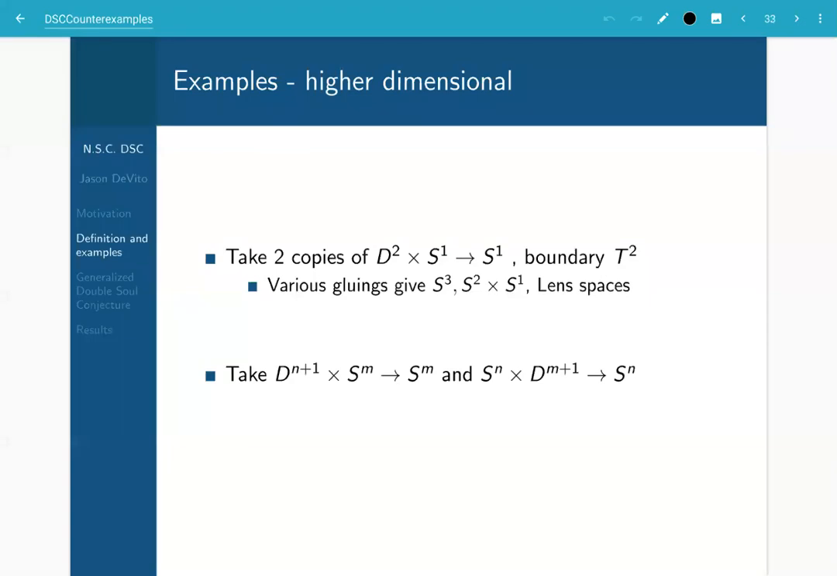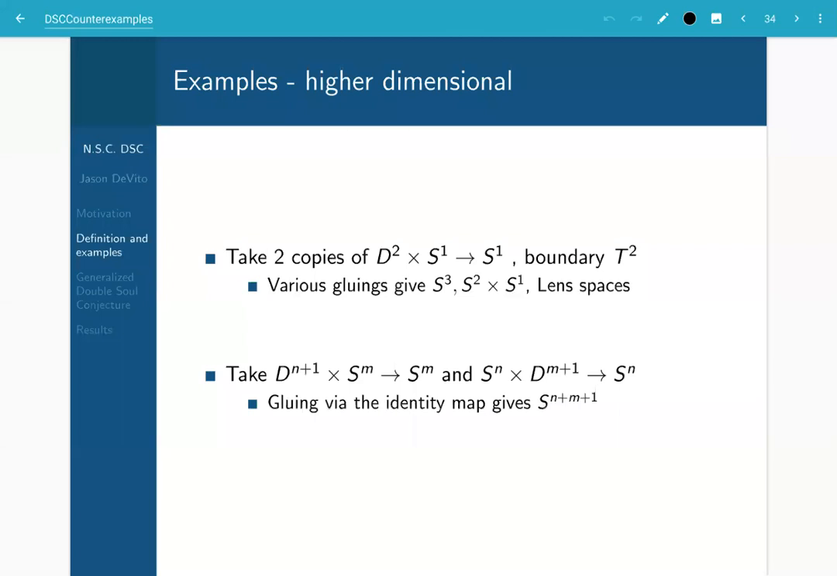So just another example to keep in mind, if I take the trivial n+1 disk bundle over an m sphere, and I take a trivial m+1 disk bundle over an n sphere, both of those have boundary S^n cross S^m. And if you glue those together via the identity map, it's easy to see you just came up with a description of a sphere. So high dimensional spheres have many ways of breaking them down as double disk bundles.